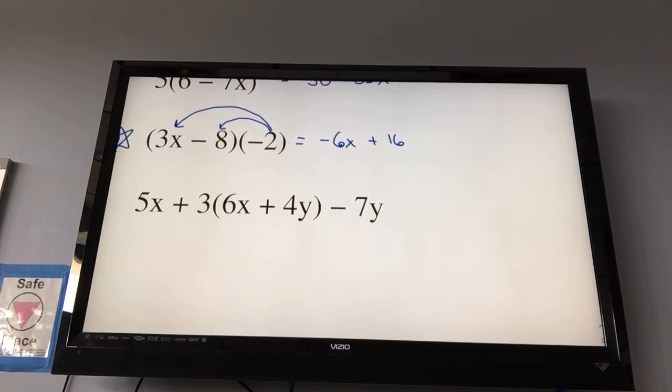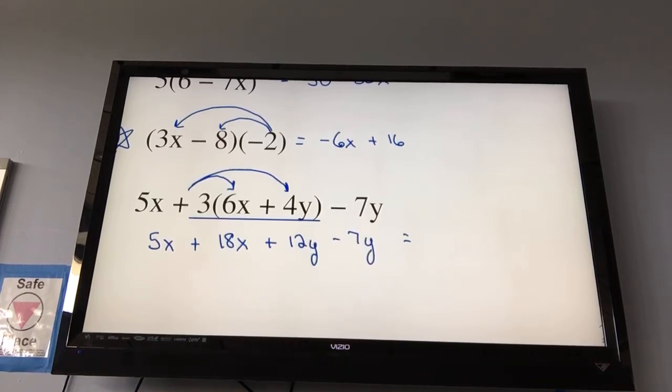And then my last example. Again, distributive property means multiplication. So that is right smack dab in the middle of the question. So you have to do that piece first. The other stuff's going to come down. So the 5x comes down. Positive 3 times positive 6, positive 18x. Positive 3 times positive 4y, positive 12y. And then my minus 7y comes down.